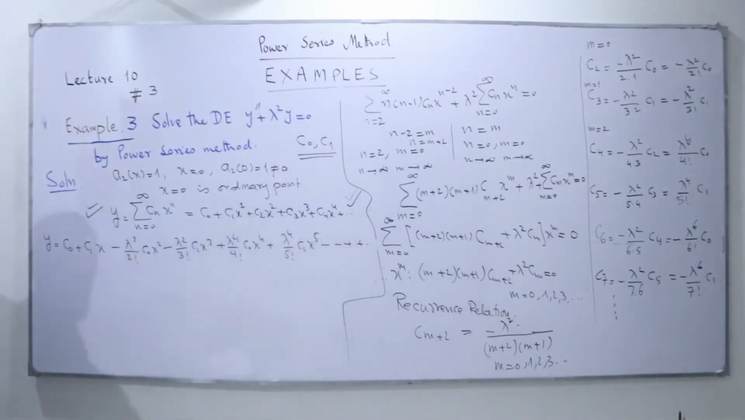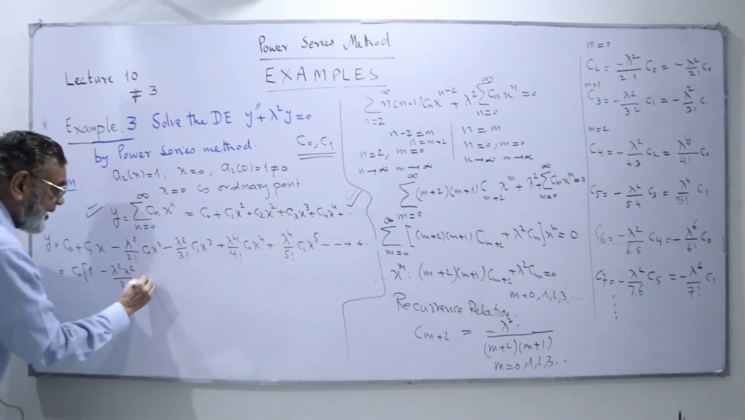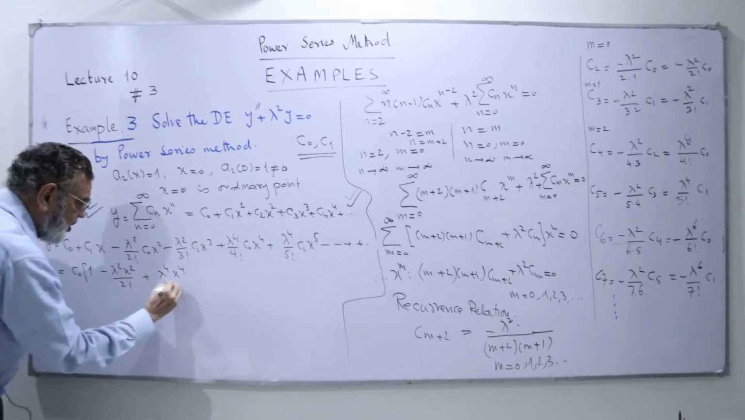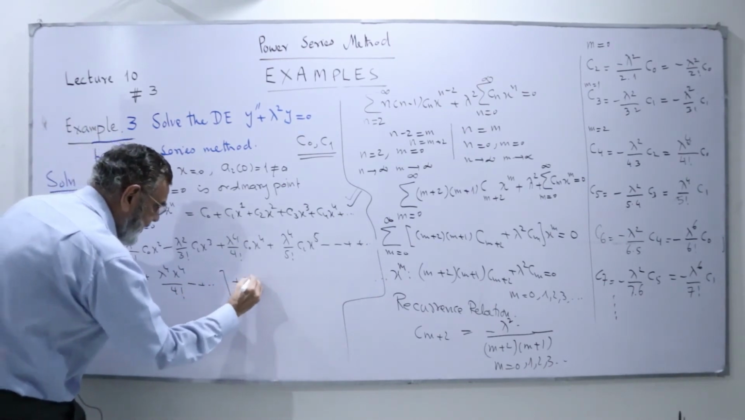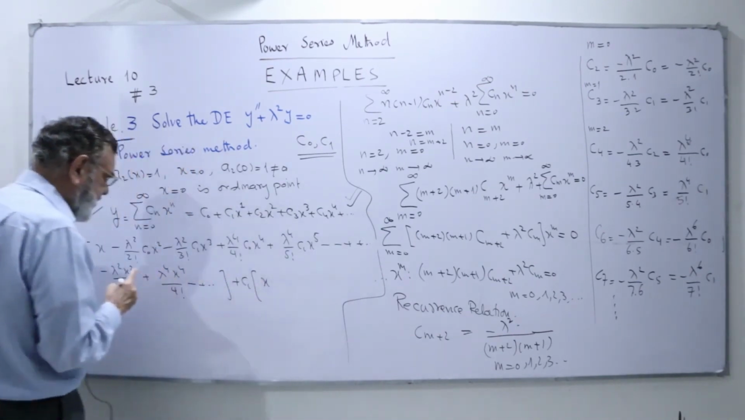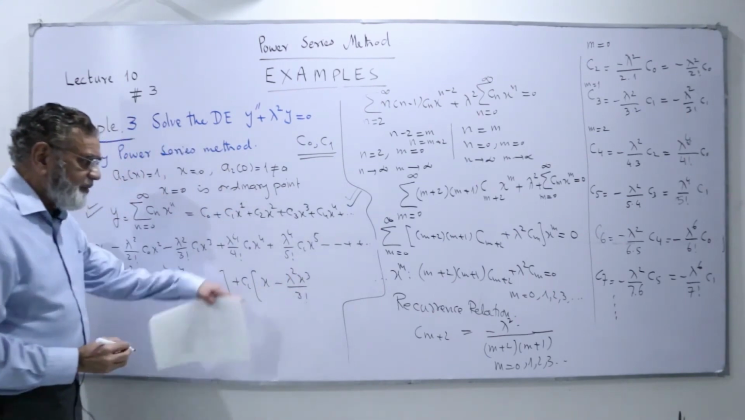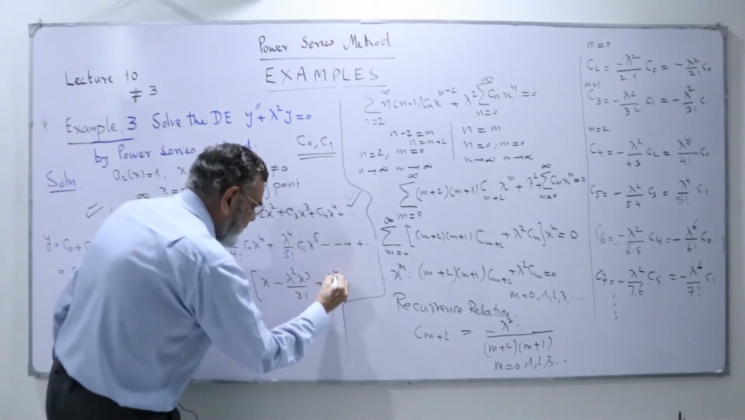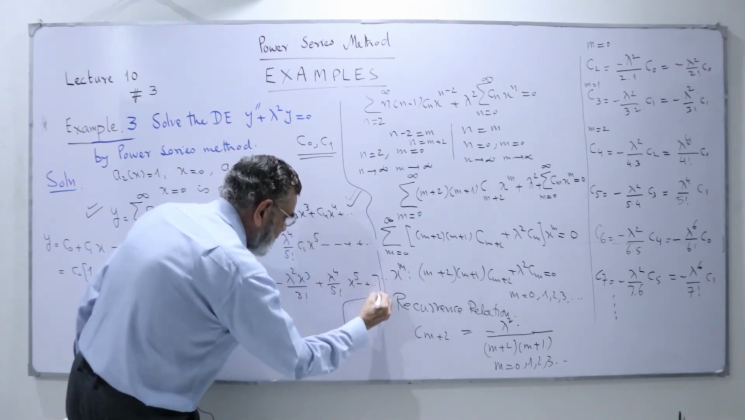Now I combine the terms with C0 and C1 together. When taking together, I take C0 out, I get here 1, minus lambda square x square over 2 factorial, then plus lambda 4 x4 over 4 factorial, then minus, and then plus, and so on, plus C1, which we take out, and we get x, then minus lambda square x to the power 3 over 3 factorial, and then plus lambda to the power 4 over 5 factorial x to the power 5, and minus and plus and so on. So this is my solution.